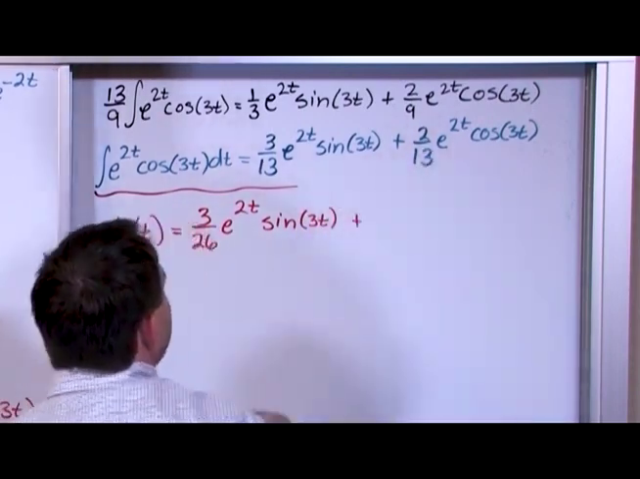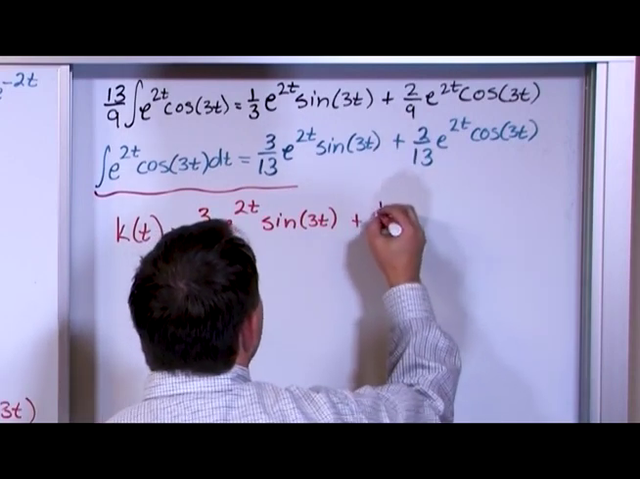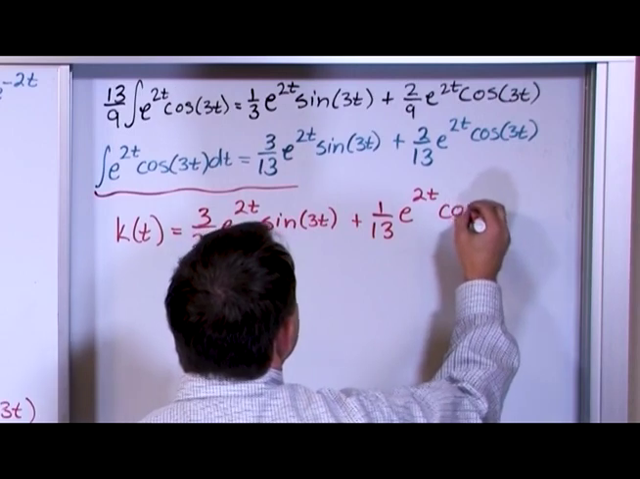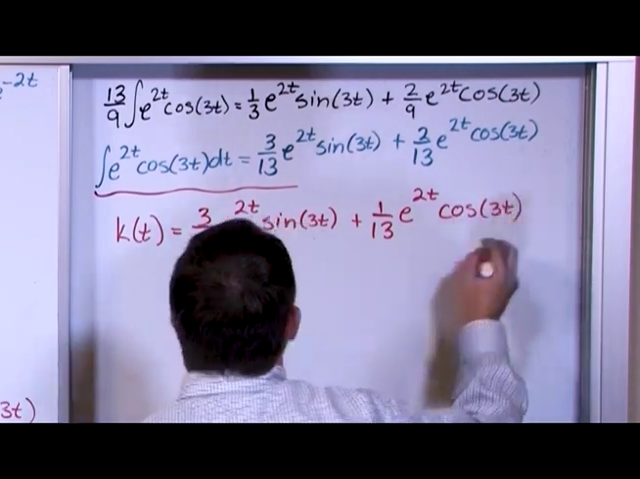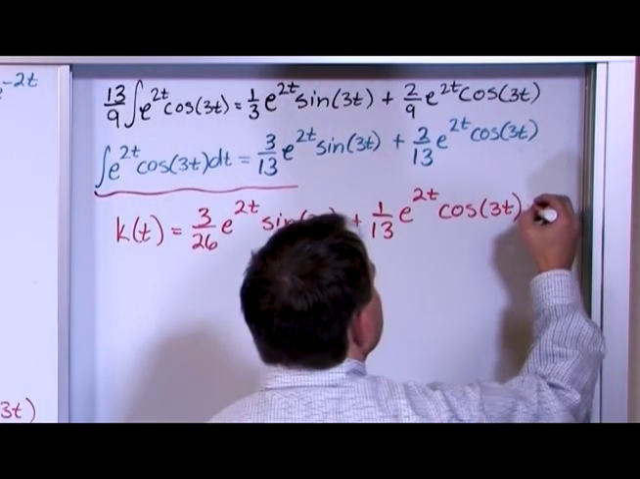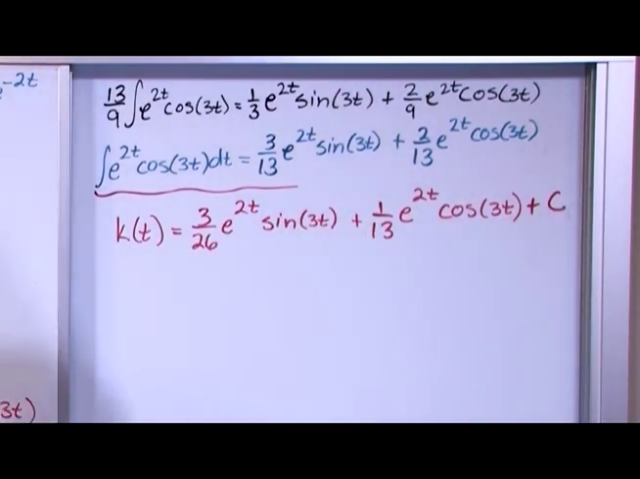Plus, what do we multiply 1/2 over here? The 2 is going to cancel with the 2 on the bottom, so we'll have 1/13 e to the 2t cosine 3t. This is k of t, ladies and gentlemen. What we have is 3/26 e to the 2t sine 3t plus 1/13 e to the 2t cosine 3t plus, don't forget, a constant of integration. And so now really we have the answer.